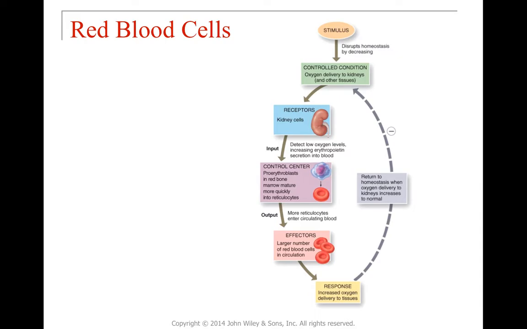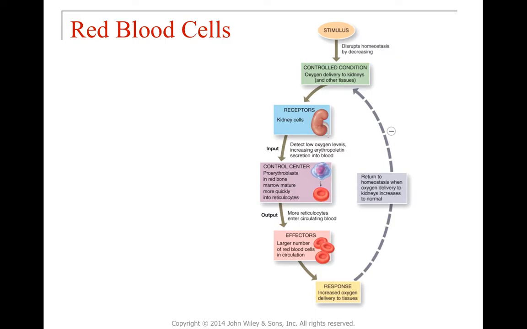Erythropoietin is going to end up going into the red bone marrow, where the proerythroblasts are going to mature more quickly into reticulocytes. So we're basically taking those stem cells that we talked about, the pluripotent stem cells, and using them to drive the erythrocyte pathway instead of some of the other pathways that it could be driven down, right? And that's going to lead to the creation of more reticulocytes, remember that's a precursor to the red blood cells, entering the circulating blood.